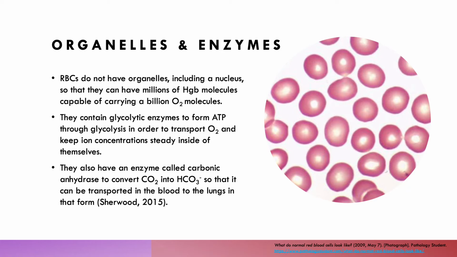They do contain two enzymes. The first one is called glycolytic enzyme, and the red blood cell has to go through a process called glycolysis in order to generate energy in the form of ATP. They need this energy in order to transport oxygen and keep ion concentration steady inside of themselves. They also have what's called carbonic anhydrase, and they convert carbon dioxide into bicarbonate so that it can be transported more readily in the blood to the lungs.